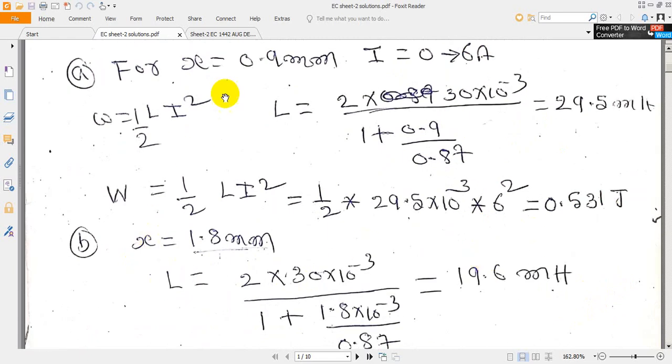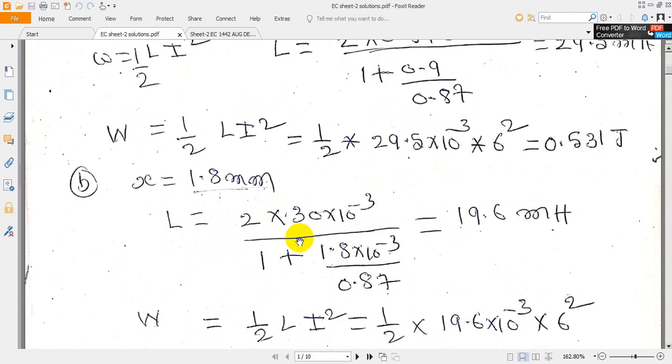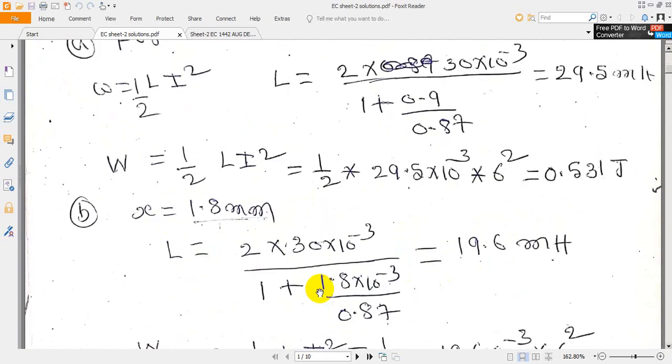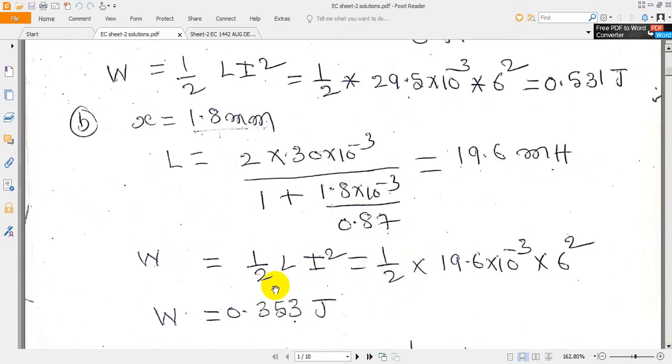Next, the distance X is changed from 0.9 mm to 1.8 mm, so the inductance value will change. Why? Because inductance depends on the X value as per the given information. So the new inductance is 2 into L0 divided by 1 plus X by X0, with X changed to 1.8 mm. It will be 19.6 millihenries.